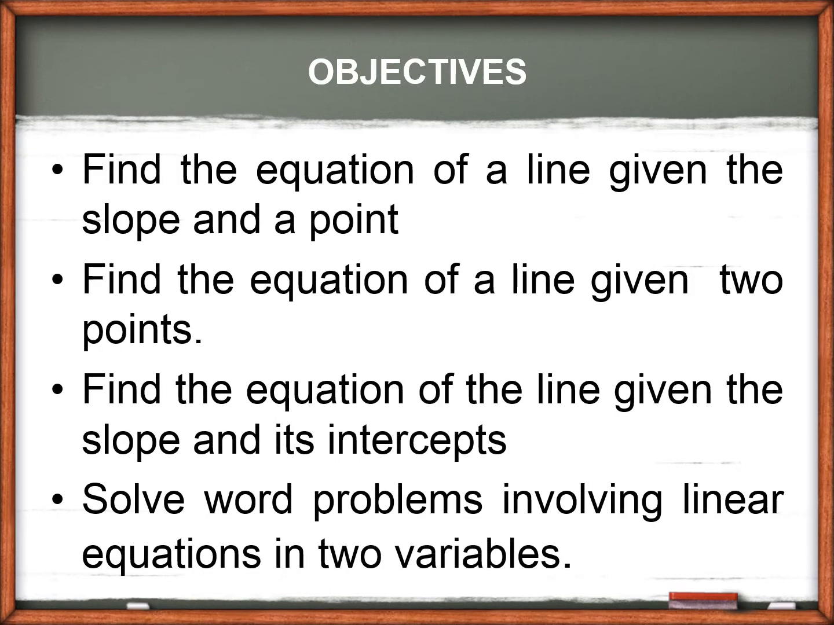The objectives of our session: first one, find the equation of a line given the slope and a point. Second, find the equation of a line given 2 points. Third, find the equation of the line given the slope and its intercepts. And last, solve word problems involving linear equations in 2 variables.